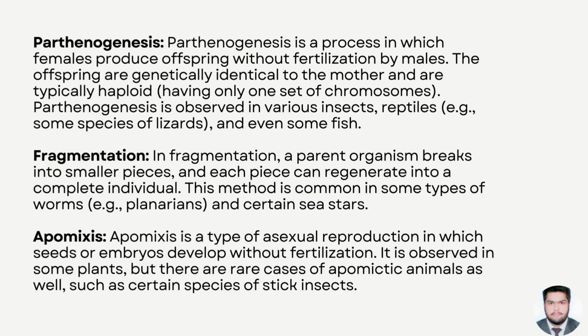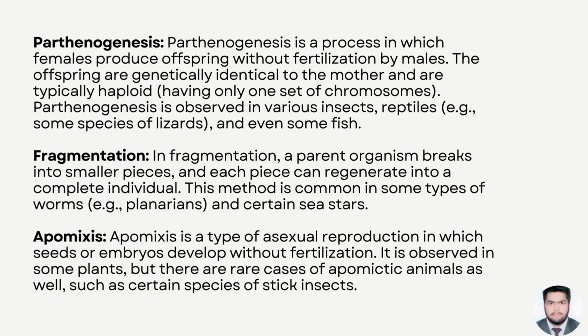Point 4, fragmentation. In fragmentation, a parent organism breaks into smaller pieces, and each piece can regenerate into a complete individual. This method is common in some types of worms, for example planarians, and certain sea stars.